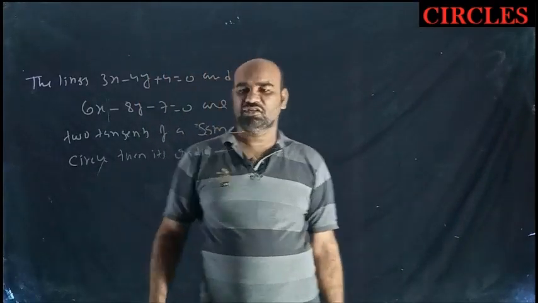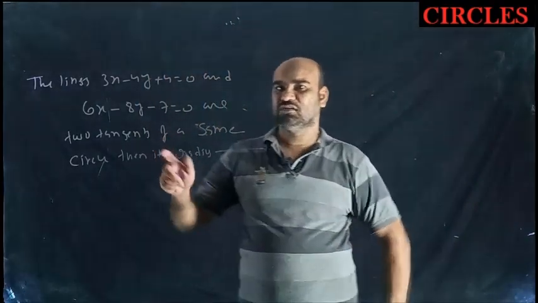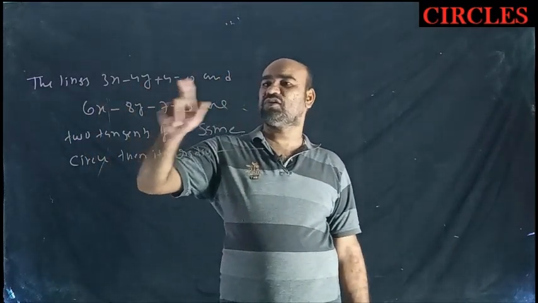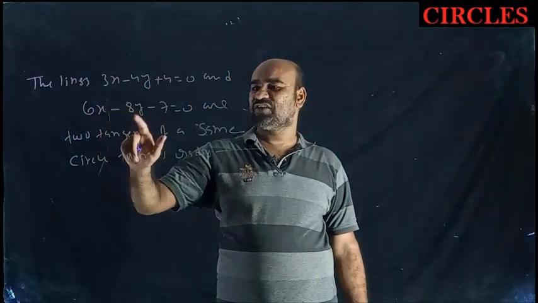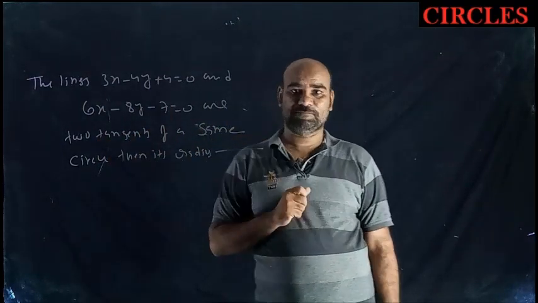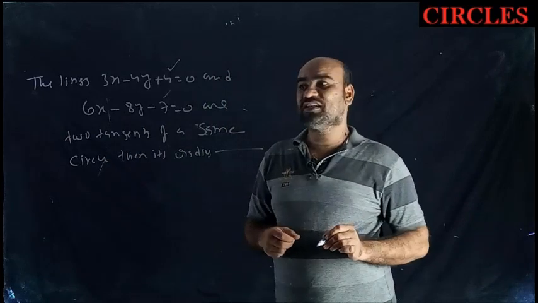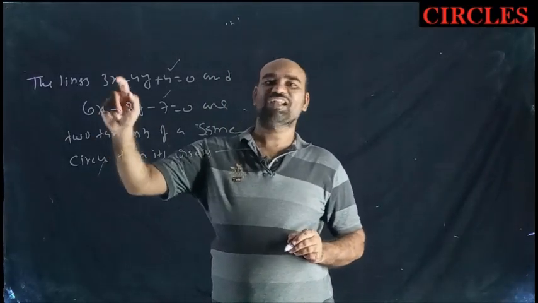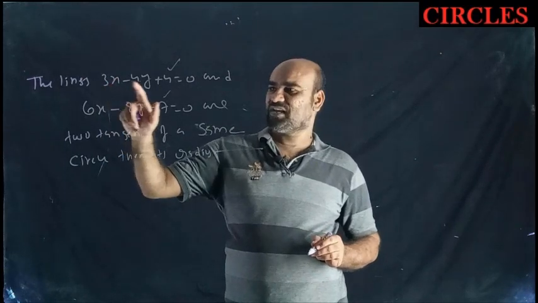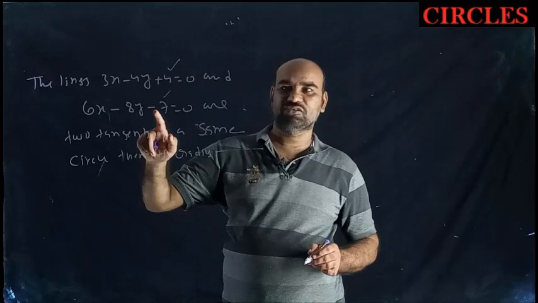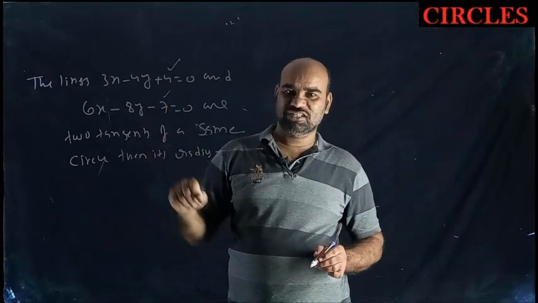Students, next question. Fill in the blanks type. Old advanced model. The lines 3x minus 4y plus 4 equal to 0 and 6x minus 8y minus 7 equal to 0 are two tangents for the same circle. First of all, identify the nature of the tangents. Observe, these two are parallel tangents: 3x minus 4y plus 4 equal to 0 and 3x minus 4y minus 7 by 2 equal to 0. They vary by only the constant, the slopes are equal.